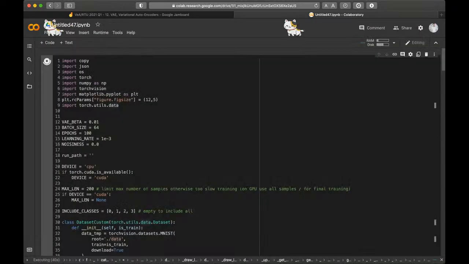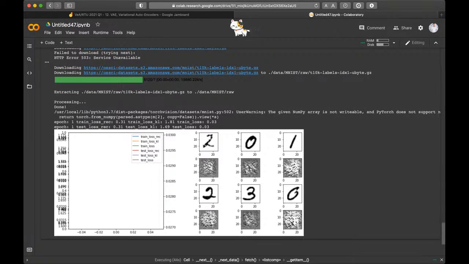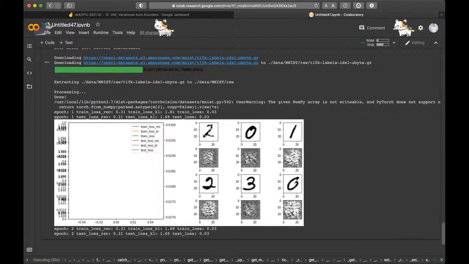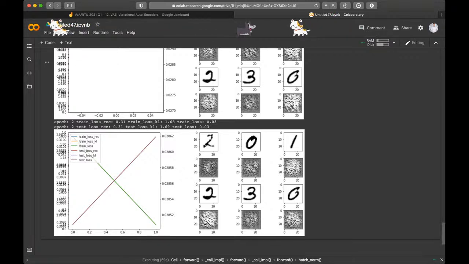Okay, so we got a training, so that's great. That's the first epoch. There's a huge checker pattern. That is what I was talking about. The old-style autoencoders with transposed convolutions produce really nasty checkerboards.